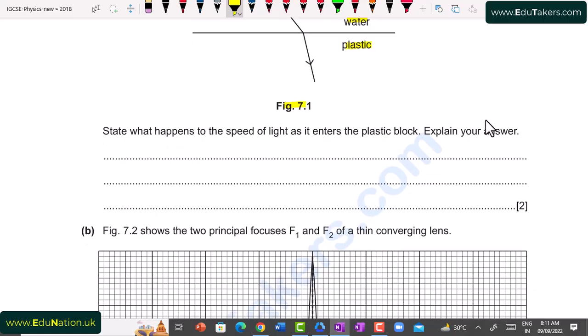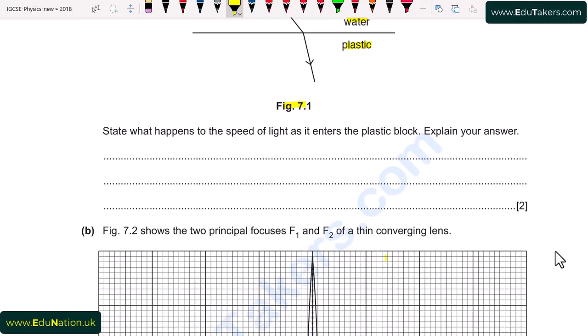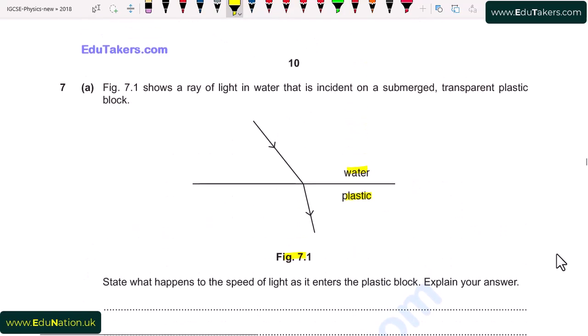State what happens to the speed of light as it enters the plastic block. Explain your answer. So what happens to the speed of light when it enters into the plastic block? Going back to the figure, we can see that here is water and a plastic block. These are two media and the plastic block is denser as compared to water. I write here it's denser and it's rarer. It means that water has less density as compared to plastic.